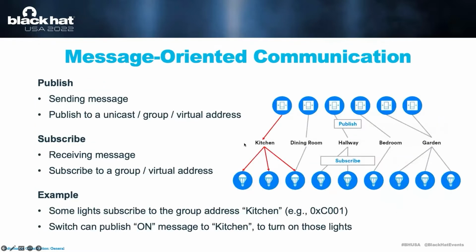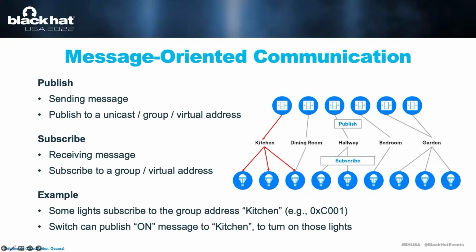Let's further understand the Bluetooth Mesh communication from a higher level. Bluetooth Mesh adopts message-oriented communication, which is also known as publish and subscribe. Here, publish means sending a message to a specific address. A node can publish messages to a unicast address and a group address. While subscribe means starting to receive messages with a specific destination address. A node can subscribe to a group address.